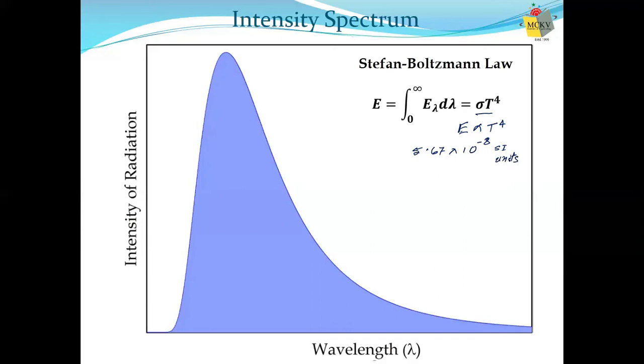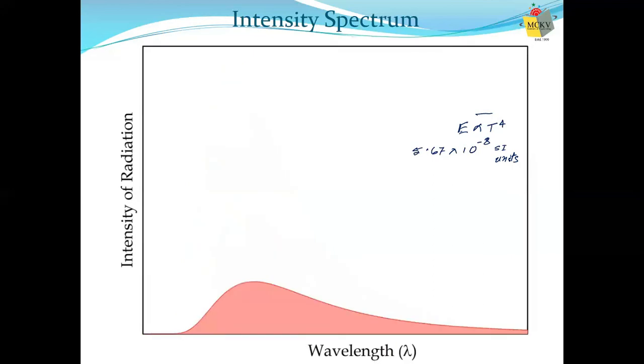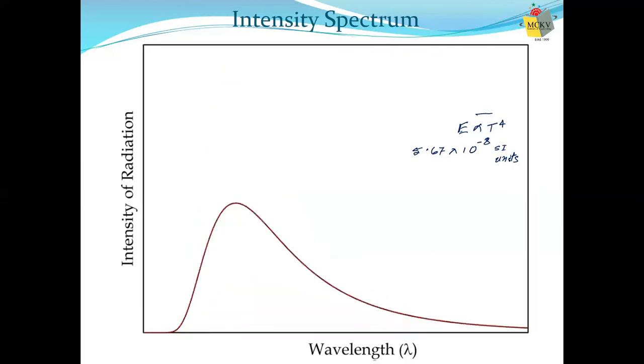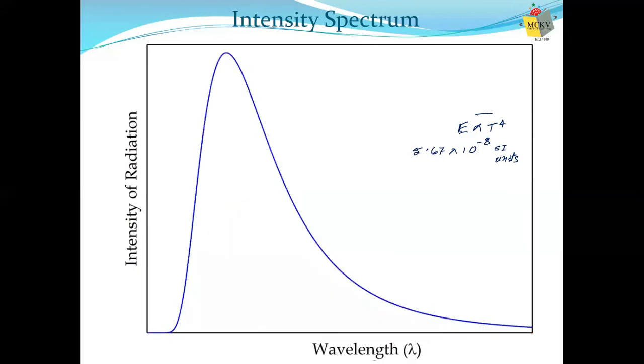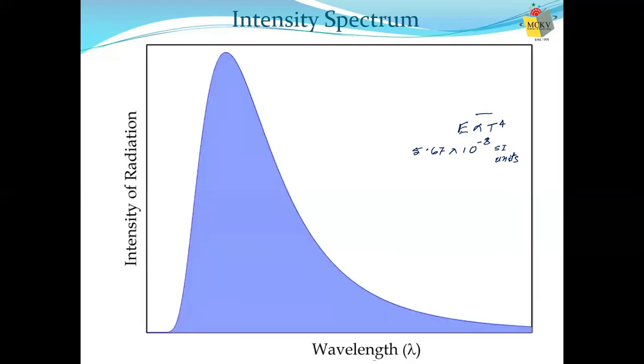Therefore, according to Stefan-Boltzmann law, the total intensity of radiation depends only on the temperature of that body, and it is the fourth power of the temperature of the body, and that's why when the temperature is increased from T1 to T2 to T3, the intensity of radiation is increased drastically.